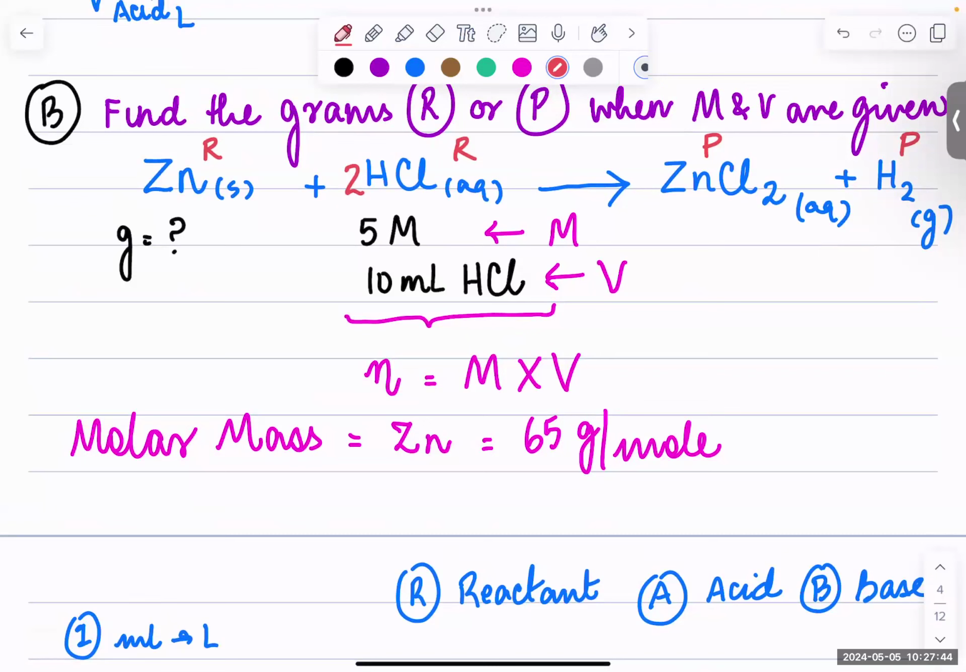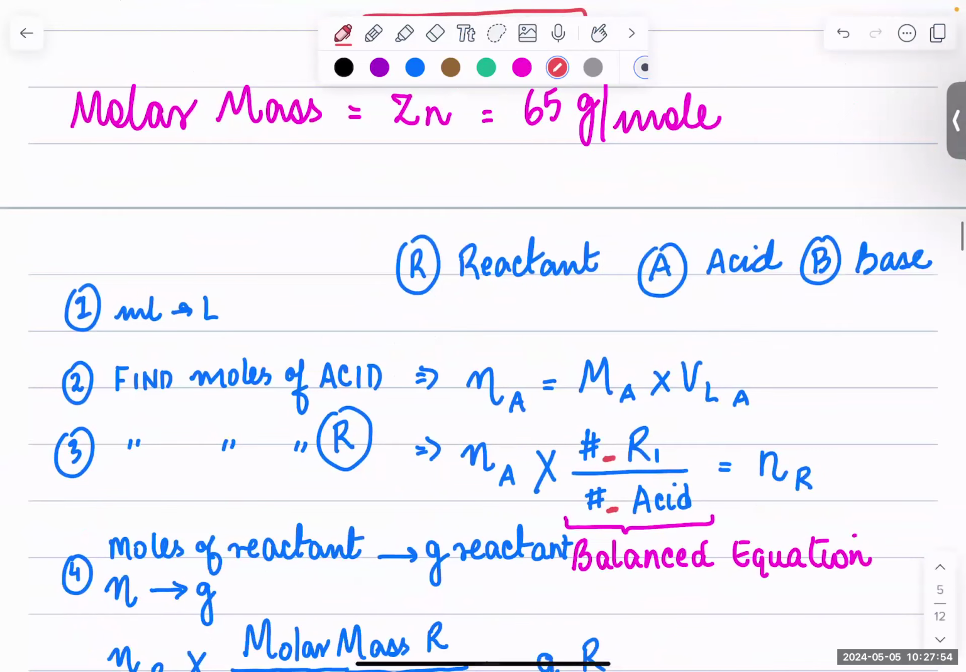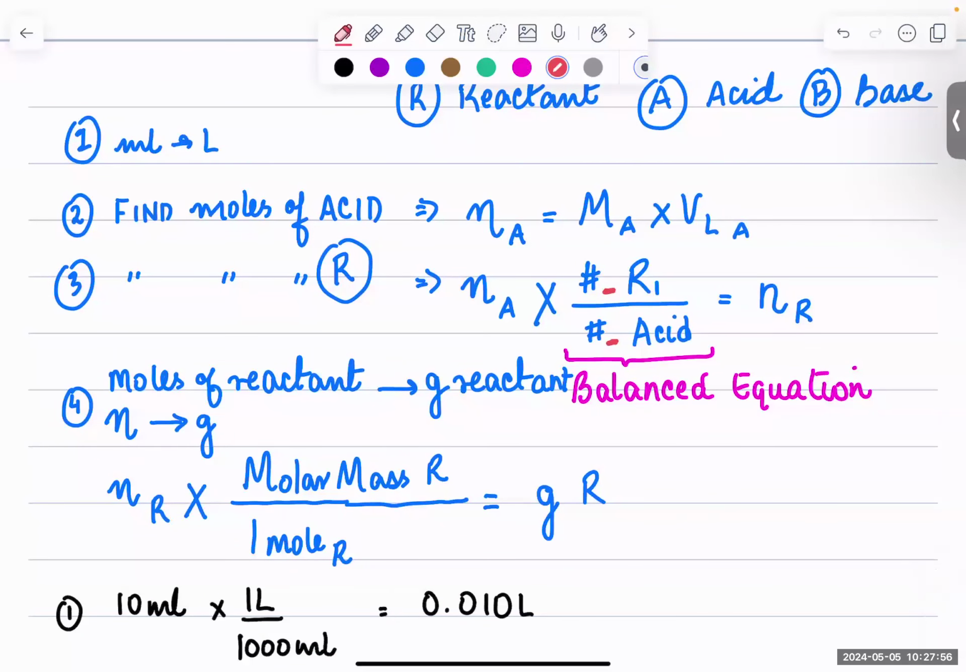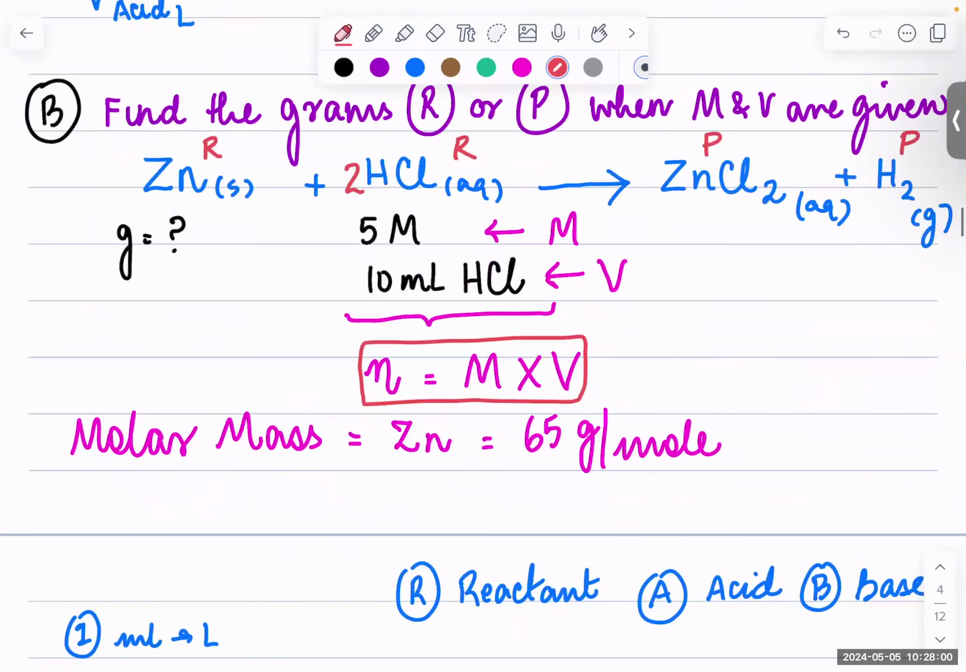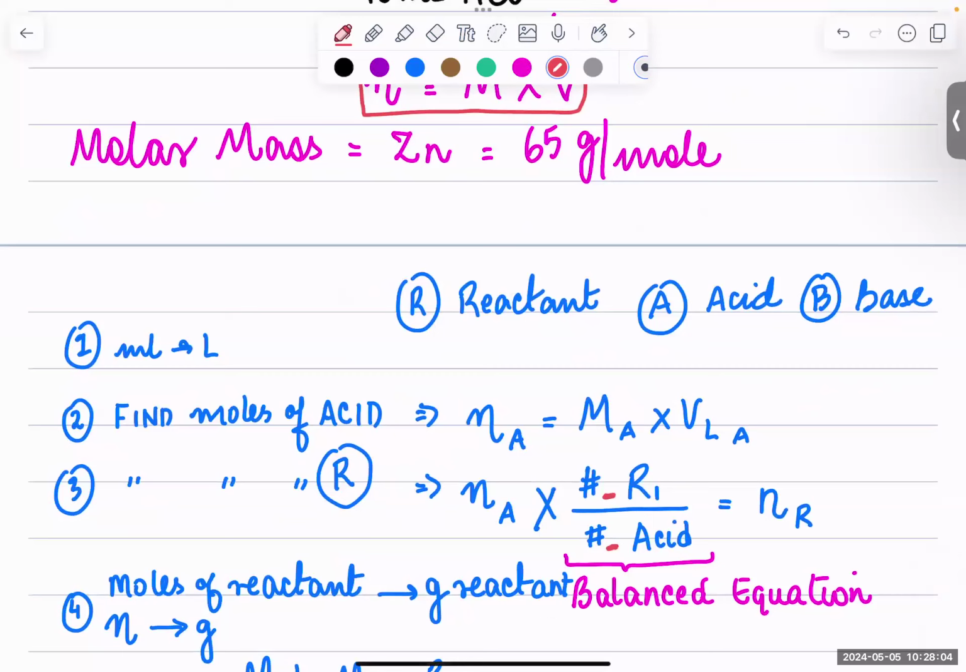So here, first is convert the milliliters to liters. Then using this formula, the number of moles is equal to molarity times volume. Then you take the moles of the acid. You find the moles of the acid: you take the molarity and multiply it by volume.